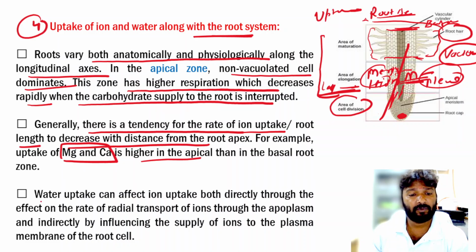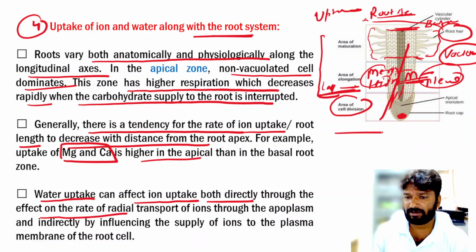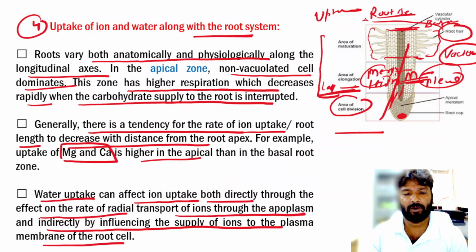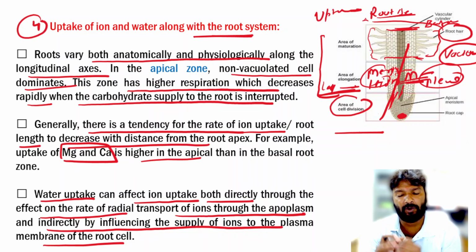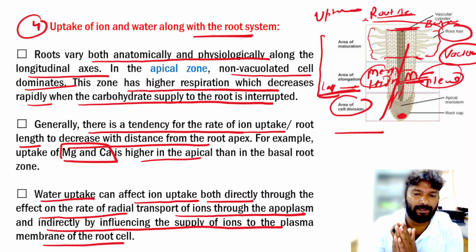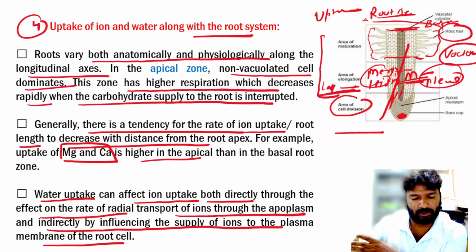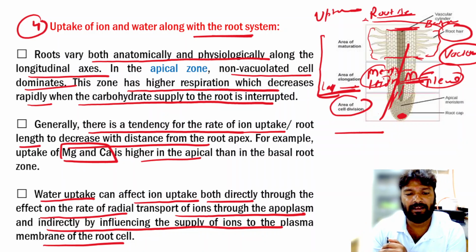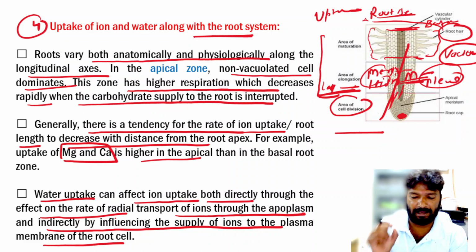Also, water uptake can affect ion uptake, both directly through the effect on the rate of radial transport of ions through the apoplasm, or indirectly by influencing the supply of ions to the plasma membrane. Okay, so water concentration, or relative water content, or water potential is very crucial for ion uptake, because directly it can reduce the rate of radial transport of ions. Okay, or secondarily, it can reduce the supply of ions.